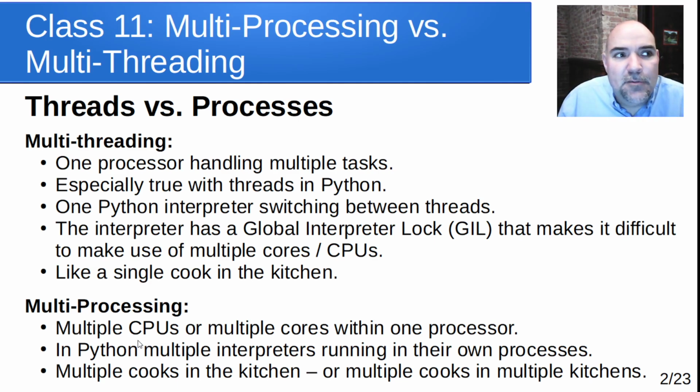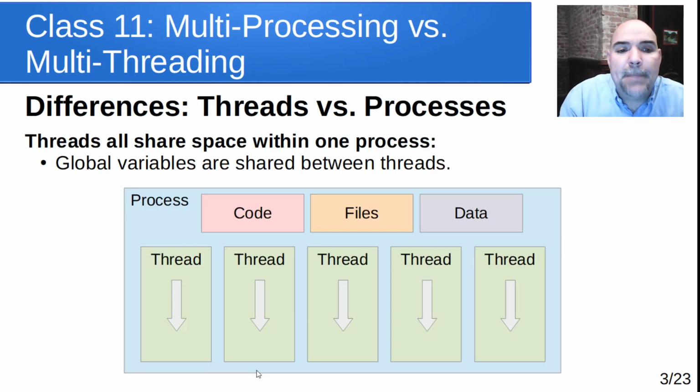essentially has, rather than one Python interpreter running in one process, a duplicate of that. So you can have separate processes, each with their own Python interpreter running in it. That's kind of like multiple cooks in the kitchen, or a better way to think about it is multiple cooks, each in their own kitchen. So notice how much more efficient that could be. But it's a little more complicated because of that. Let's take a quick look at the overview of the differences.